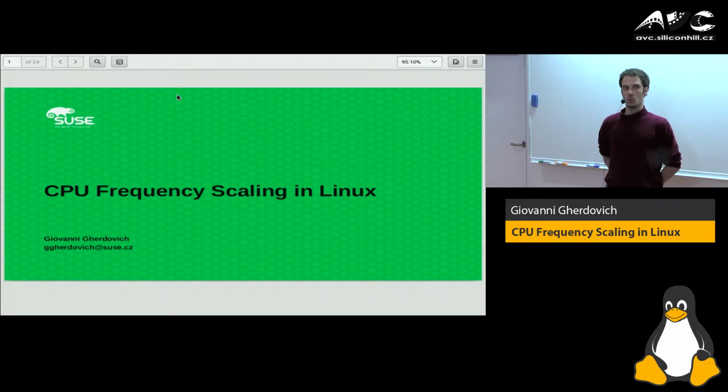We're here today to talk about dynamic frequency scaling of the CPU on Linux.